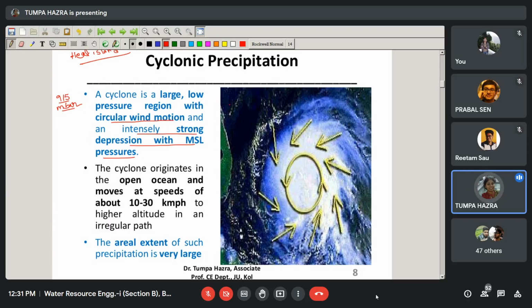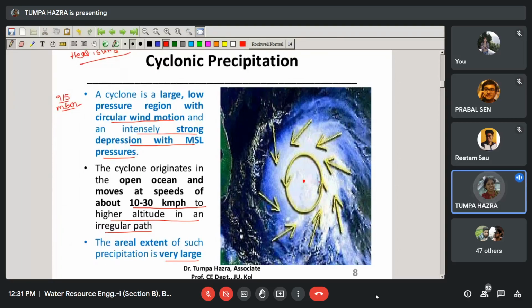Okay, and these cyclones generally originate at the ocean and move at a speed of about 10 to 30 kilometer per hour to higher altitude in an irregular path. Okay, and the areal extent of such precipitation is very large.